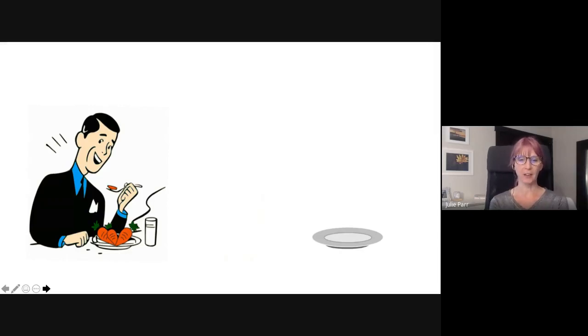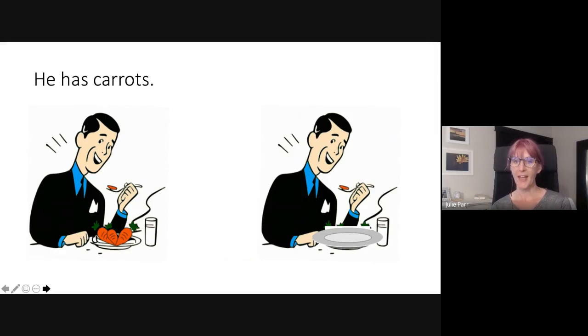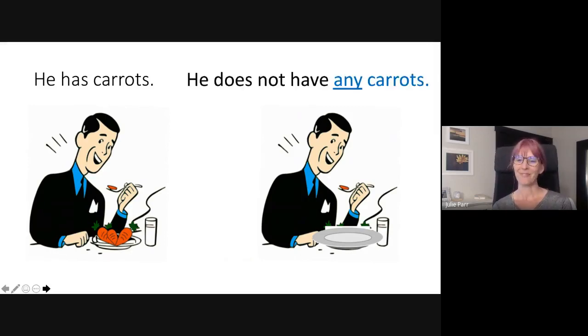What do you think? He has, that's right. He has carrots. Now, he does not have any carrots. He does not have any carrots. Carrots are countable. I can also use the word any with a countable noun. He does not have any carrots means there are no carrots.